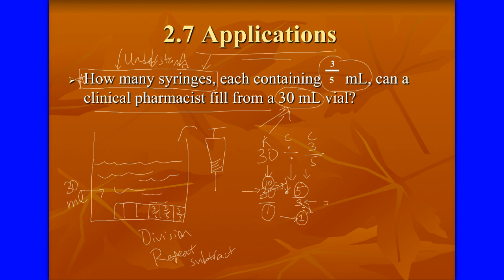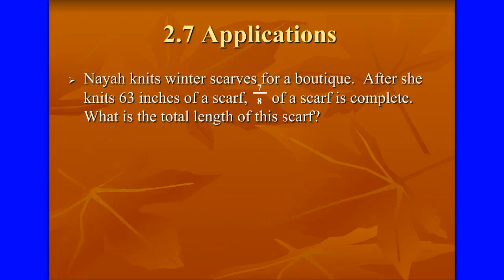So watch what happens. Again, 10 times 5 is 50. 1 times 1 is 1. The answer here is 50 syringes. And that's it. You got it right. It's a division problem. And we're happy. We got it right. And then let's look at the very last question, the last slide for Chapter 2.